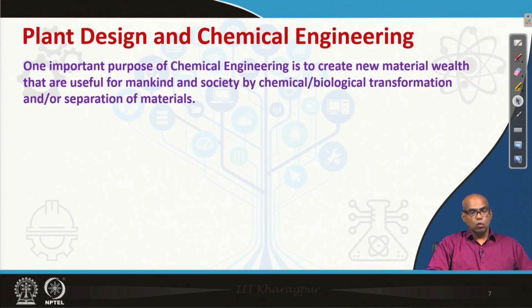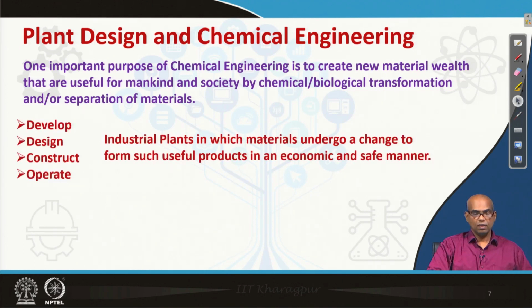Now, one important purpose of chemical engineering is to create new material wealth that is useful for mankind and society by chemical transformation or biological transformation or physical separation of materials. As chemical engineers, you have to develop, design, construct, and operate industrial plants in which materials will undergo a change to form products that are useful for society and mankind in an economic and safe manner.